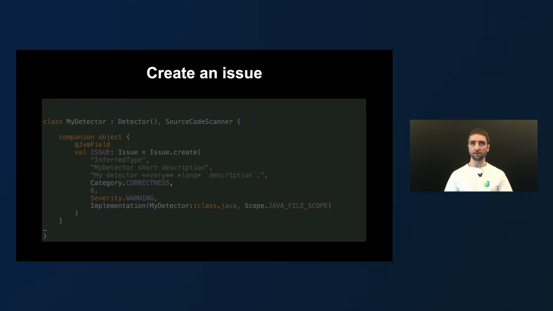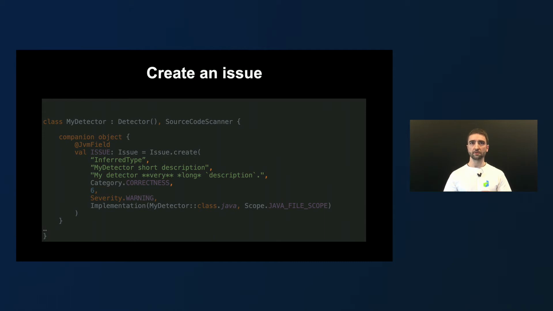As I said before, first we have to create an issue explaining what's the problem and how to fix it. In this case, the inferred type by the compiler. To create an issue, we're going to use the factory provided by Lint. This issue will be displayed by the Lint client. Both Gradle and Android Studio implement a Lint client. So in Gradle, it will be displayed in the HTML report, and in Android Studio, it will be displayed in the editor.